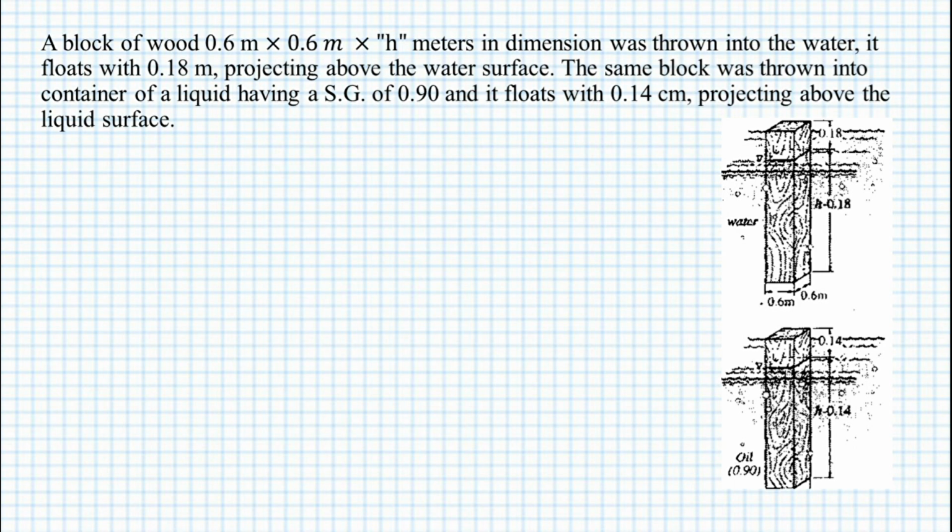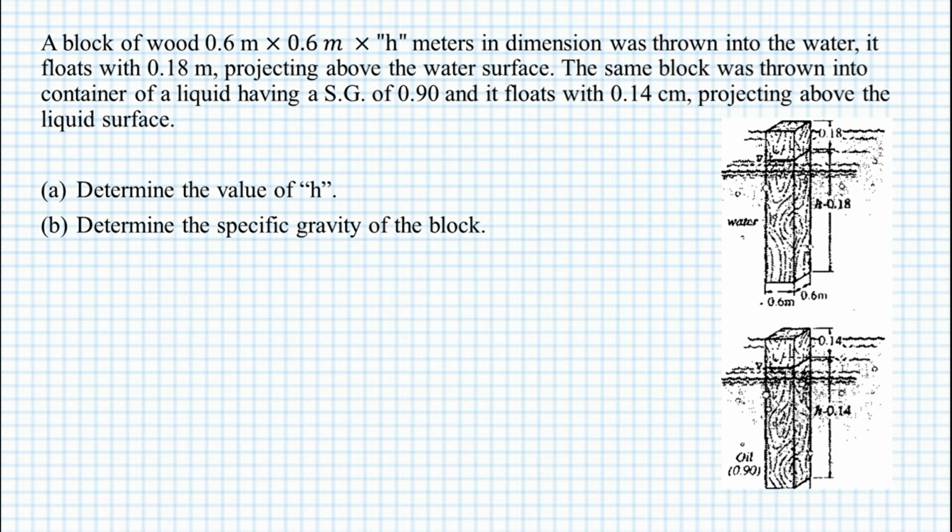The same block was thrown into a container of a liquid having a specific gravity of 0.90 and it floats with 0.14 meter projecting above the liquid surface. Determine the value of h, the specific gravity of the block, and the weight of the block.